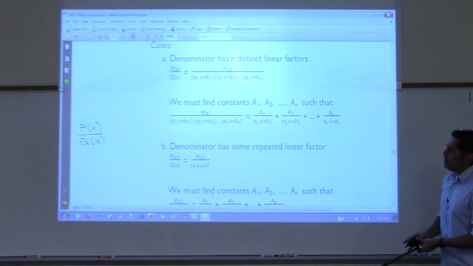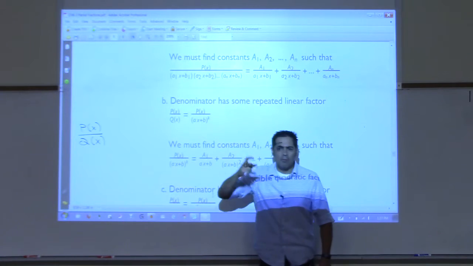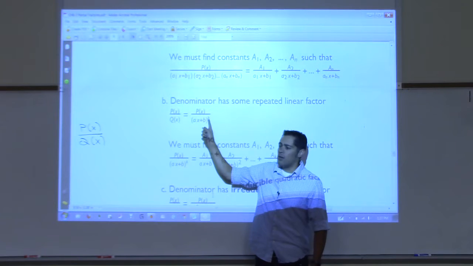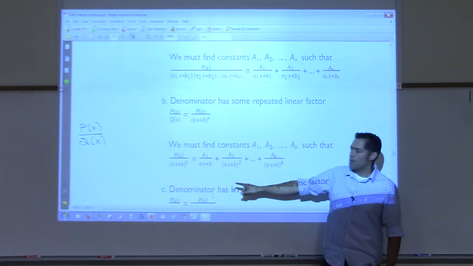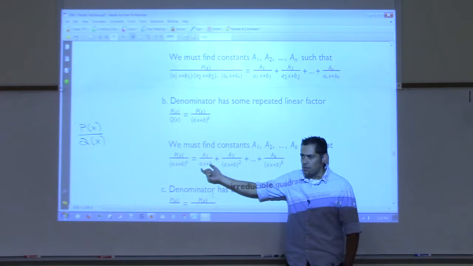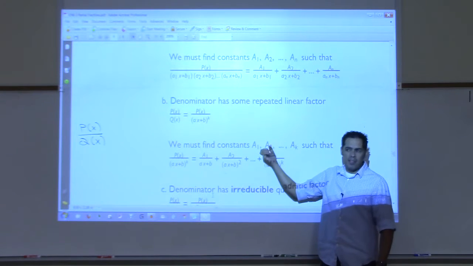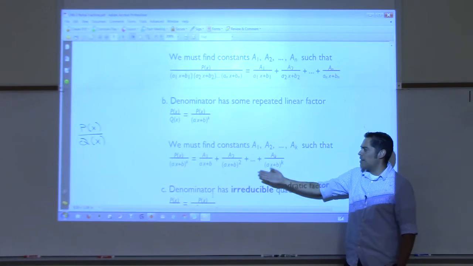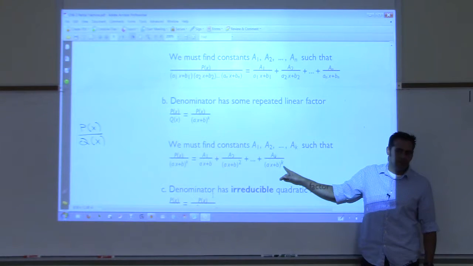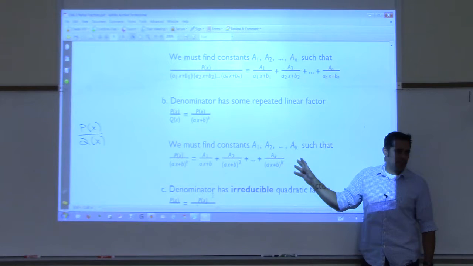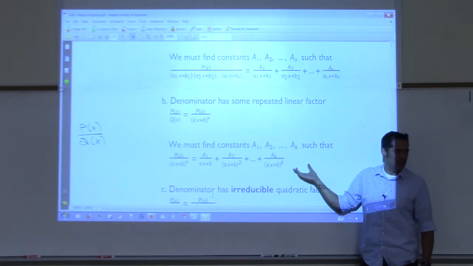Now, what happens if you have a repeated linear factor? If you have a factor down here that repeats itself, so it's squared or cubed or to the fourth or fifth power, remember how I said you had to write it? You put A over that linear factor, then B over the linear factor squared, C over the linear factor cubed, and you keep going with the powers until you finally get to K. Does this make a little more sense now that we've done some examples? If I had just shown you this in the beginning, it would have looked crazy, right?